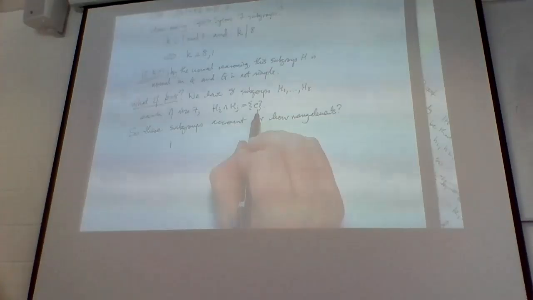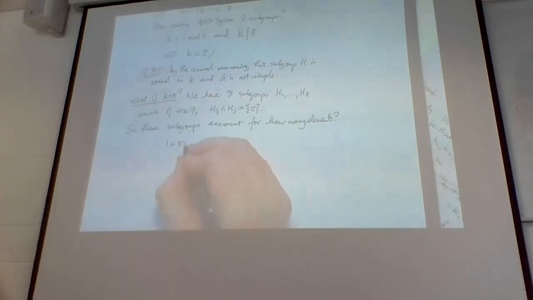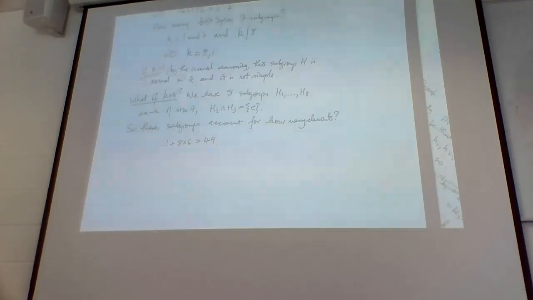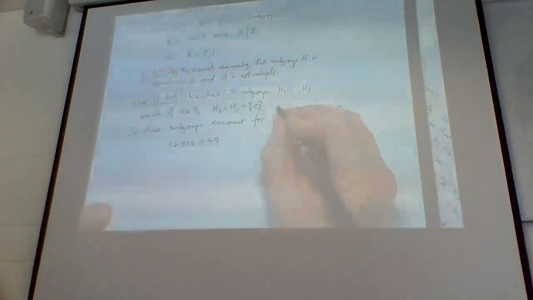But I don't understand why there isn't anything else but the identity in the intersection between them? Okay, so we need a little proof of this.